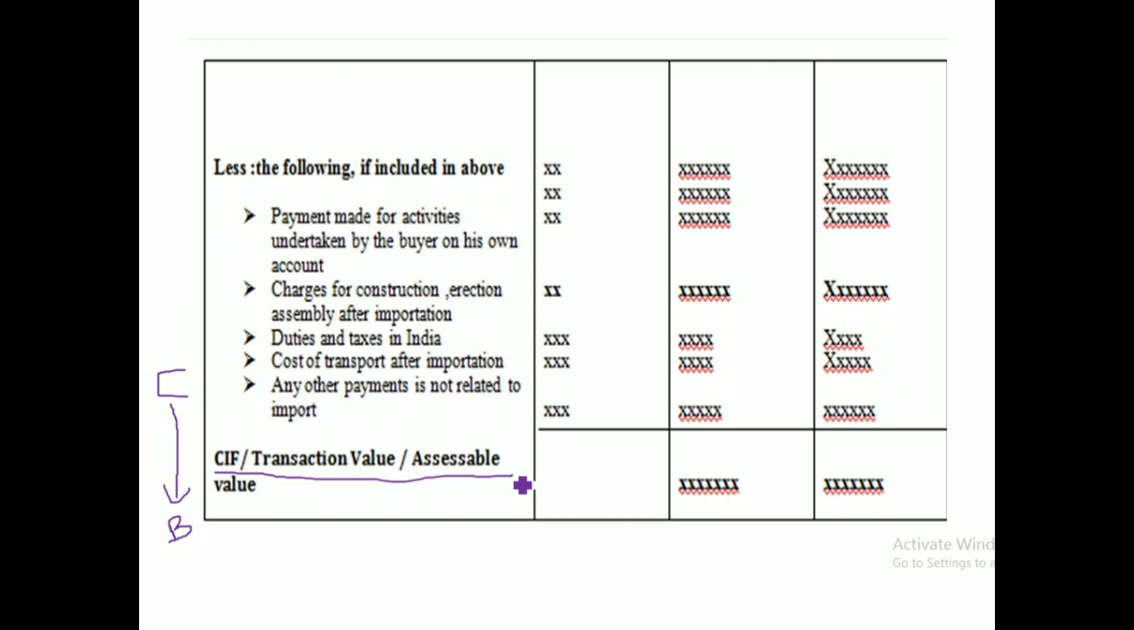If in the problem the CIF value has been given, what do we need to do? We just need to readjust the values. For that, first and foremost, we need to deduct freight and insurance. Again, we just need to calculate the readjusted free on board, that is the FOB value. Afterwards, we can calculate this CIF value, otherwise called the transaction value or assessable value.